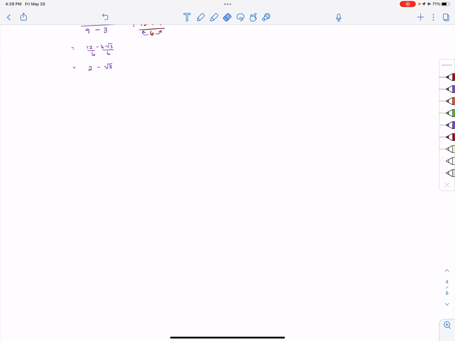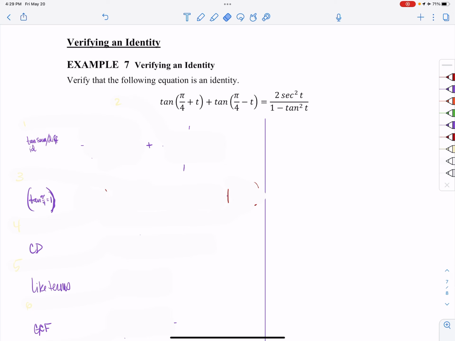Go all the way down to the verify the identity example that we have. Remember, when we are verifying the identity, it's always good to give a reason for every step that you write down. All right, so what we have here is, notice we've got the tangent of a sum. We also have the tangent of a difference. So I'm going to use the sum identity on this one, and I'm going to use the difference identity on this one. So the very first one is, let's use the sum identity.